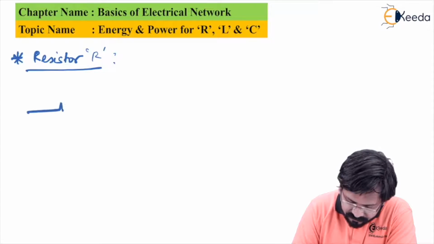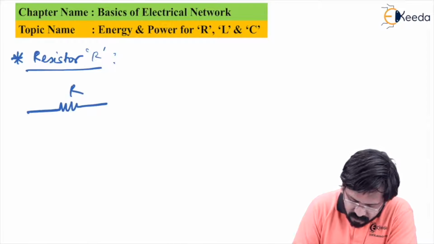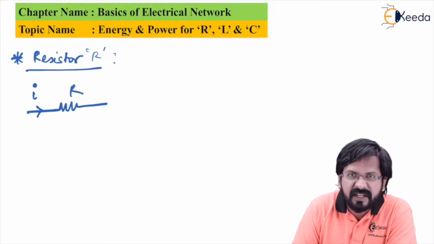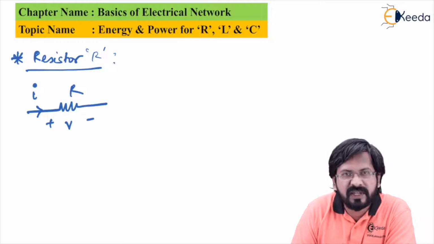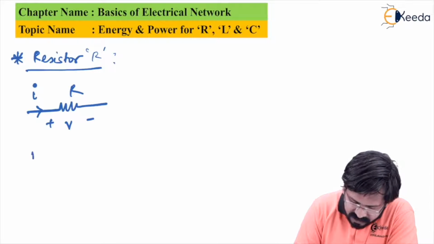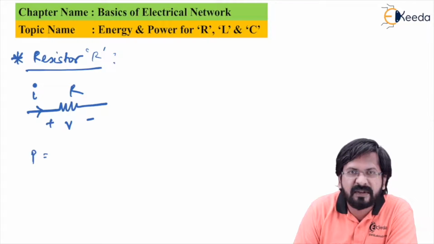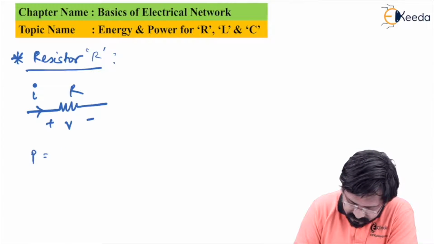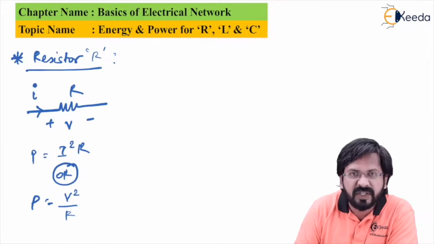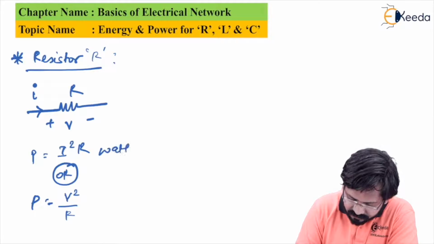Assume resistor R in ohms through which current is flowing, let's say I, because of which there is a voltage drop across R which is plus minus V. By Ohm's law we know that V is equal to IR or I can be equal to V by R. But power which is dissipated in case of resistor can be given by two formulas, that is I square R or V square by R. The unit is watt.